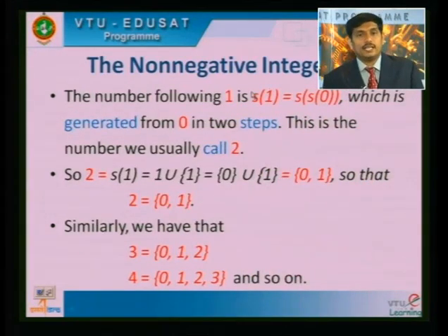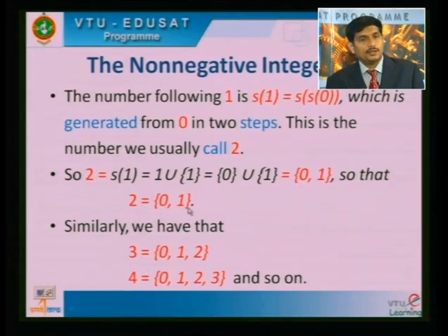The number following 1 is S of 1, which is generated from 0 in two steps. This is the number we usually call 2. So 2 equals S of 1. S of 1 is 1 union {1}. Then 1 is {0}, the element 0 is present in that set, union {1}, and the union gives both elements, 0 and 1. So 2 equals {0, 1}.